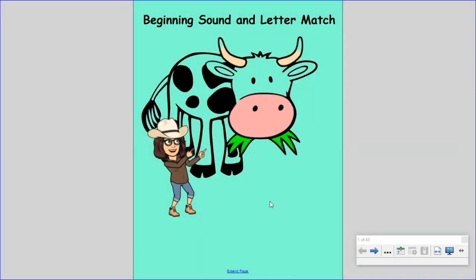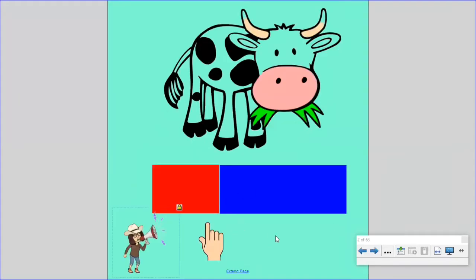Are you ready to play beginning sound and letter match? What we're going to do is name the picture, then stretch out the word, listening for the beginning sound. Then we're going to name the letter that makes that sound.